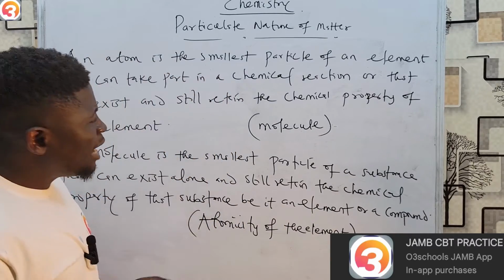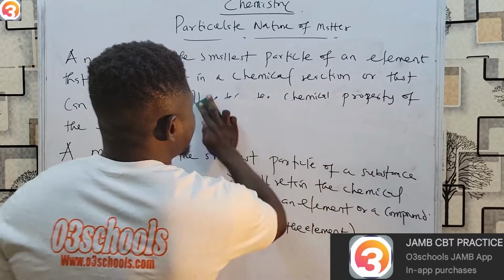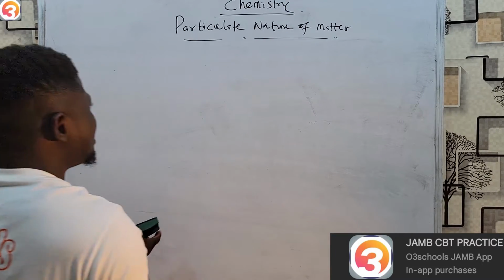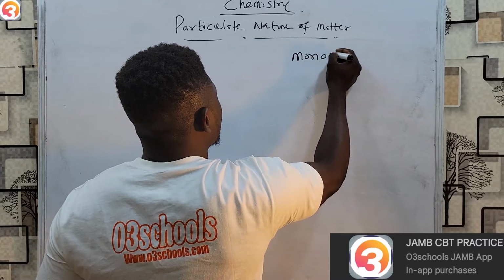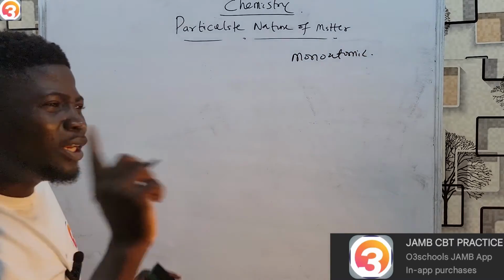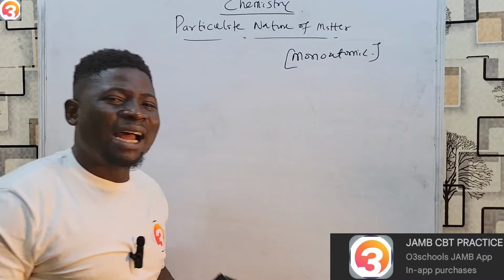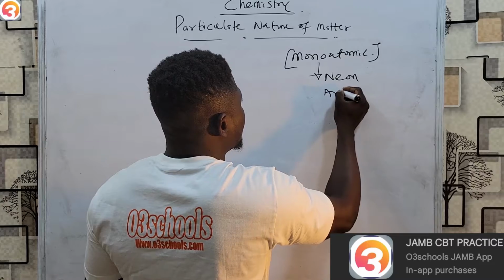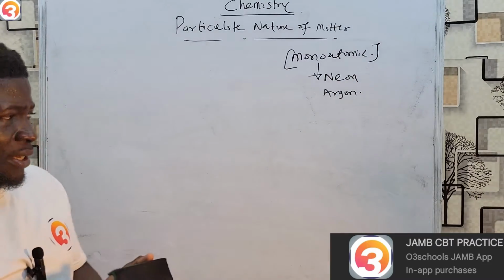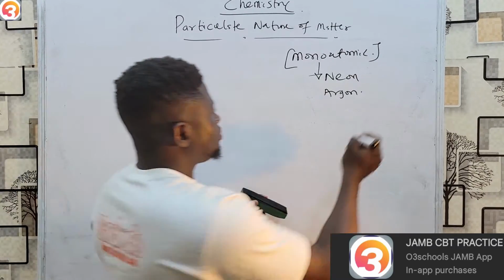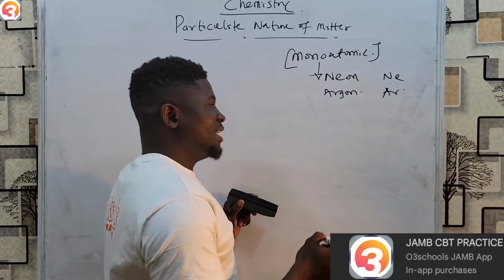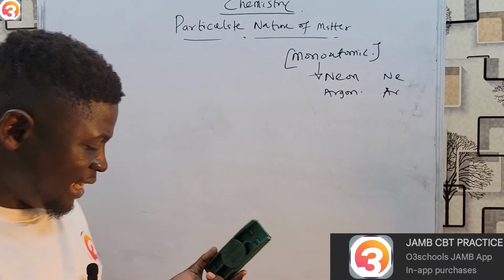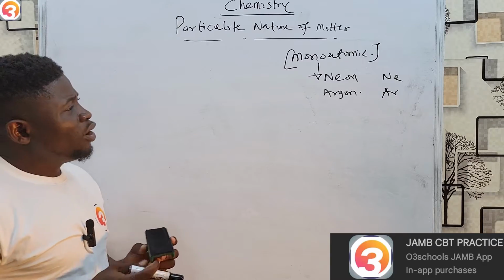All right, so now a molecule can contain only one atom. In that case, we say the molecule is monoatomic. Examples of monoatomic molecules include neon, Ne, and argon, Ar. These are all monoatomic molecules. So if you see Ne or Ar, there's nothing like Ne2 or Ar2. It's just one that is there. It's just Ne and Ar in their formula.